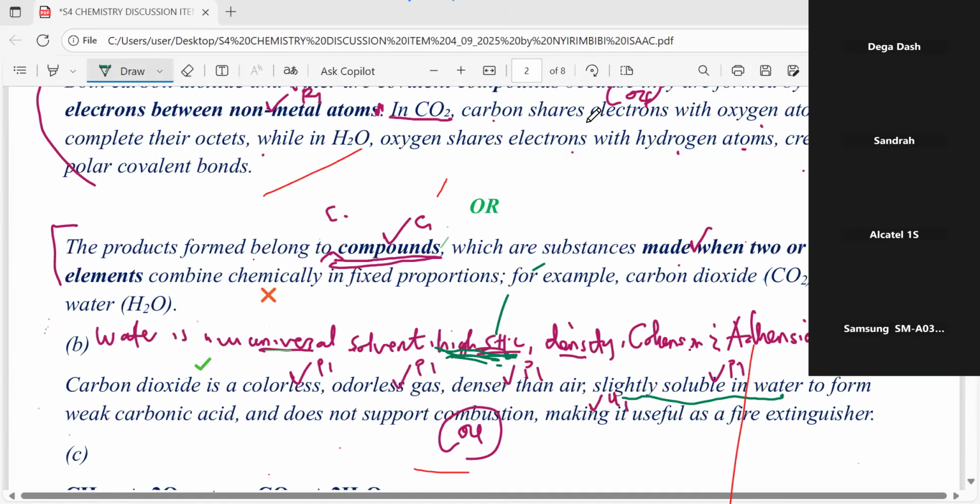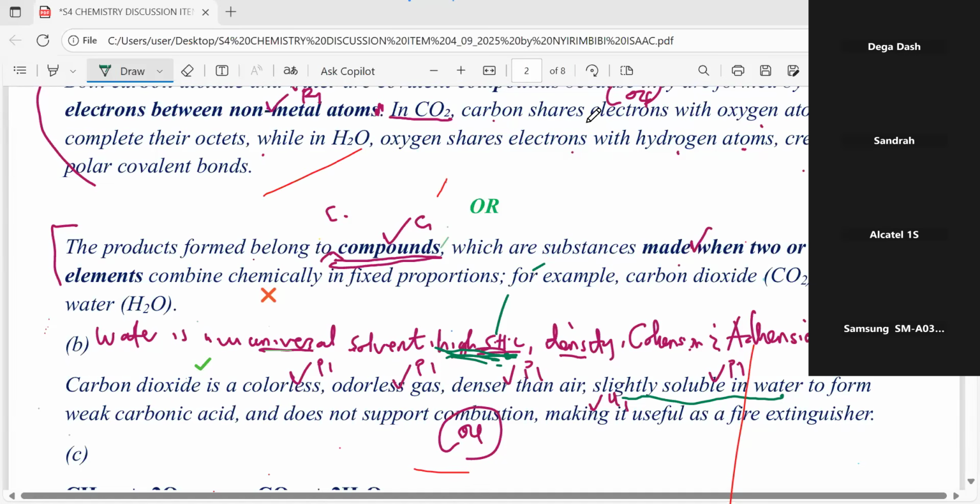Yes, because this is the property that makes them use it in what drinks? In making drinks like Coca-Cola, right? This works because carbon dioxide is soluble in water under pressure. That's how they make Coca-Cola and other drinks.